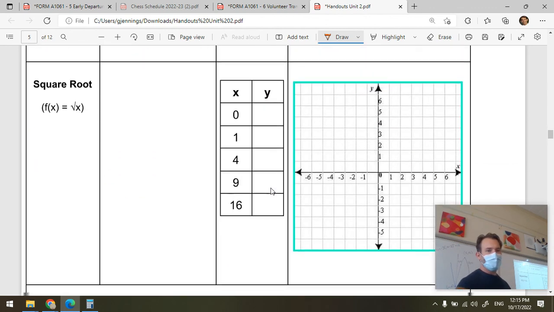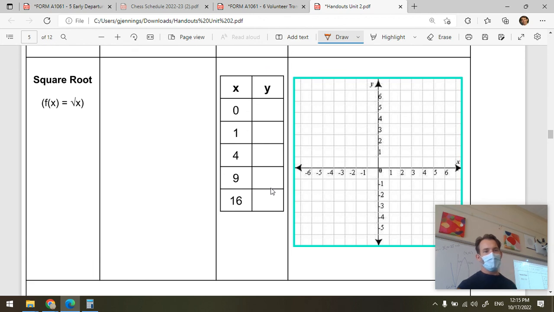Okay, let's keep going. Square root function. Hey, that's starting to look an awful lot like a food fight. You can wait till the end of the lesson and then walk it over.